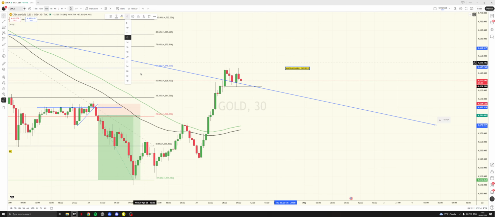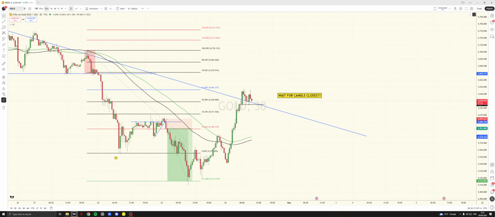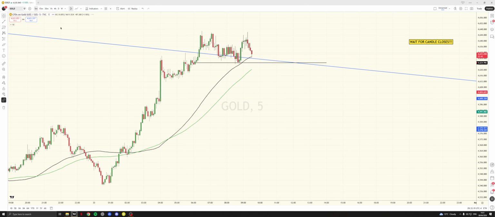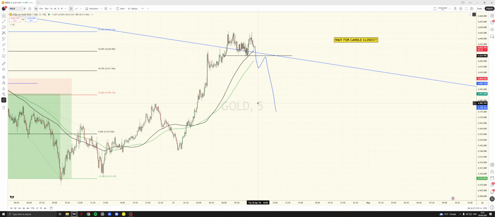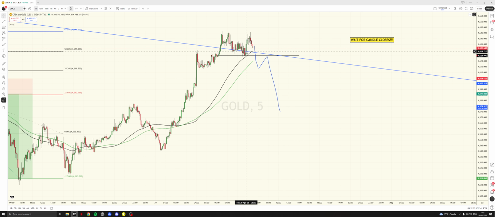Some people can't read. Wait for candle closes. Once the candle closes beneath the black line, you can then zoom in to lower time frames. It will look something like this. A push down, you wait for the retest, and then you sell. You get in on the bearish structure, not the consolidation, not before it.